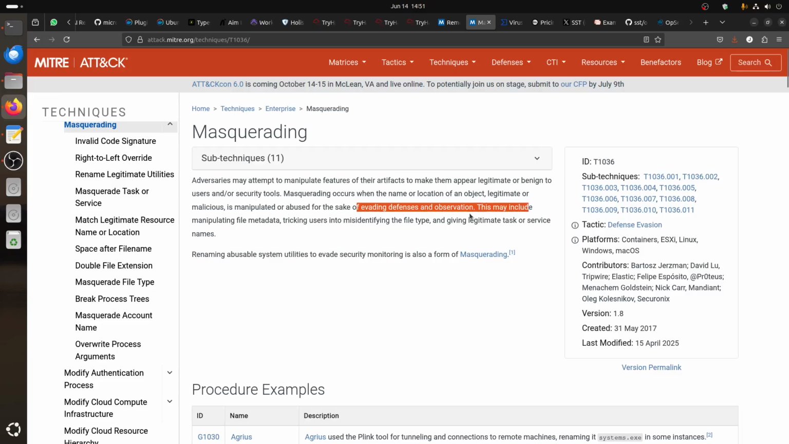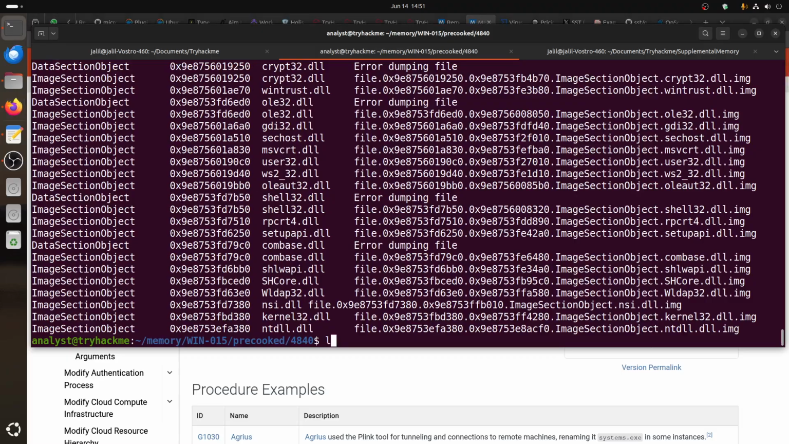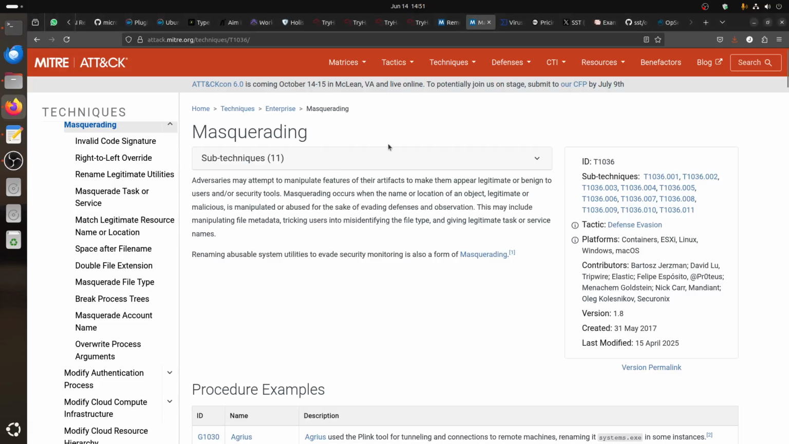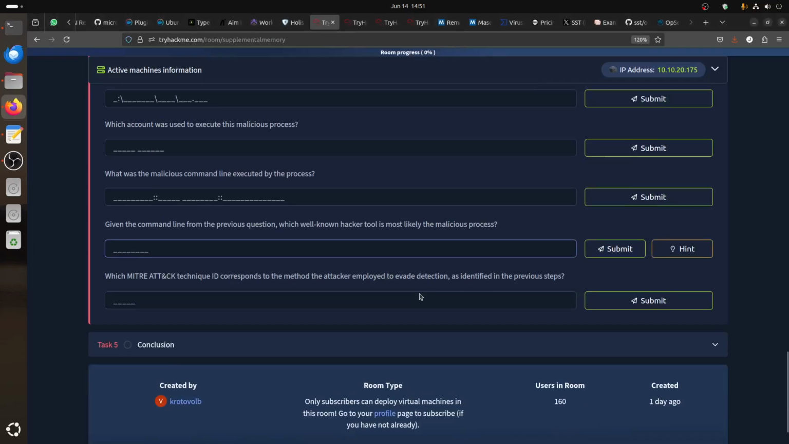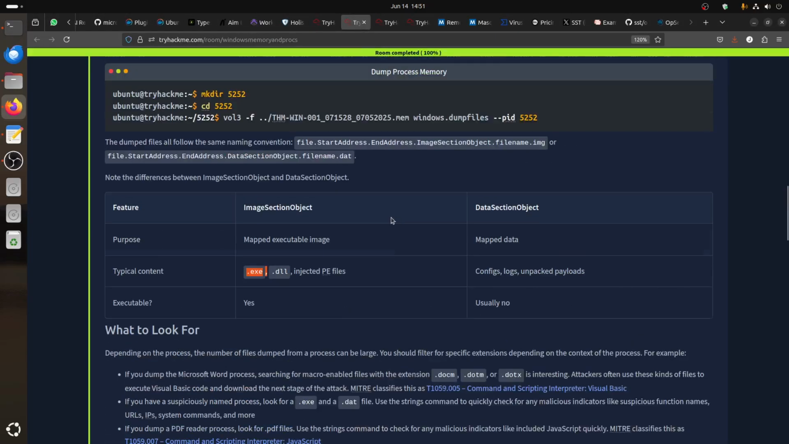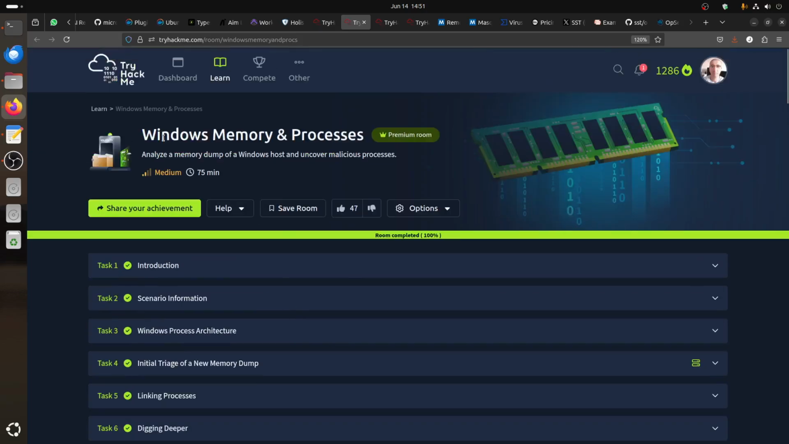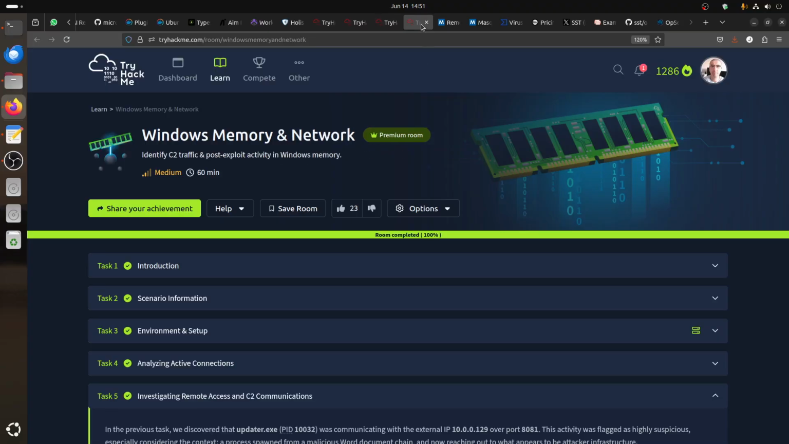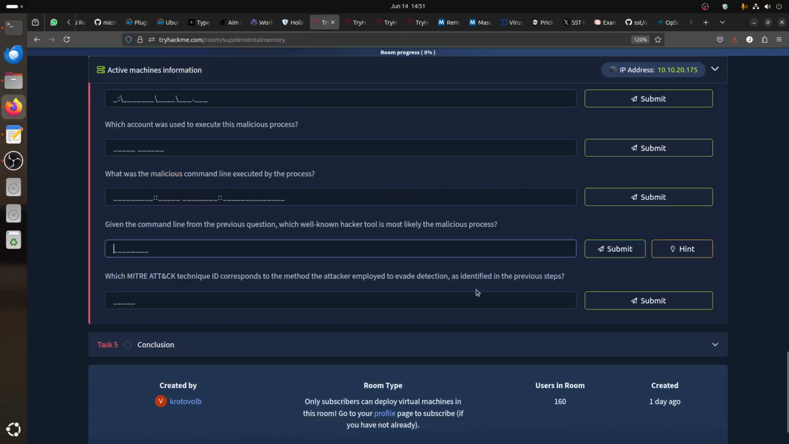Okay, that's basically that. You can see this. I think this one will give you Mimikatz, or one of them. Yeah, that room is straightforward. If you want more detail, and you have a premium subscription, you can do this one, Windows Memory and Processes, and we have Windows Memory User Activities, and then Memory and Network. This is the network. So this room is straightforward.